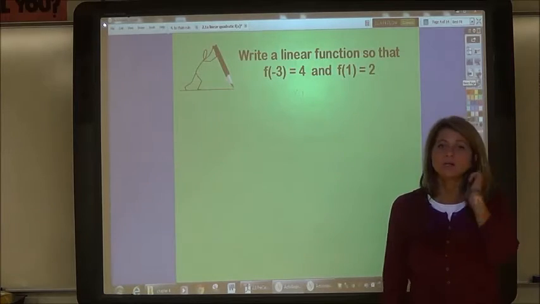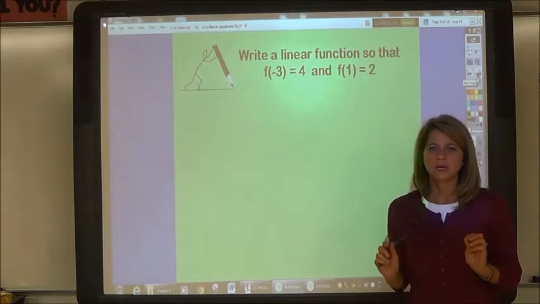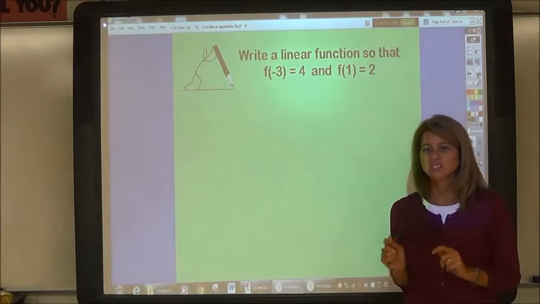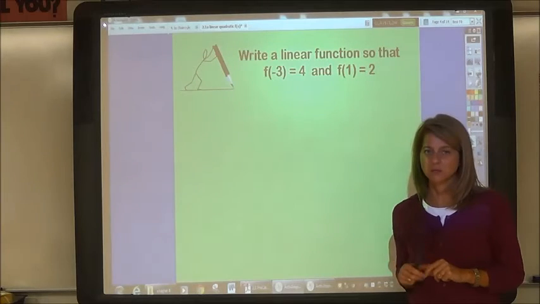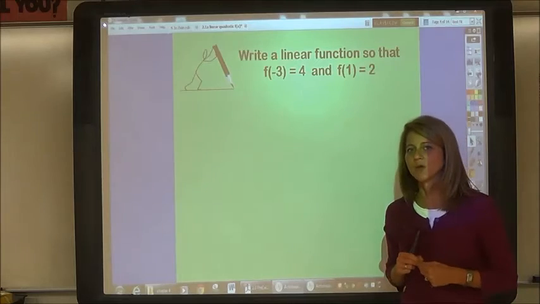Okay, so let's try this one again. No graph this time. Write your points down. Pause your video just for a second. See if you can figure out what it is, and then you can check me. Don't just watch me do it. Go pause the video. Okay, I'll work too.